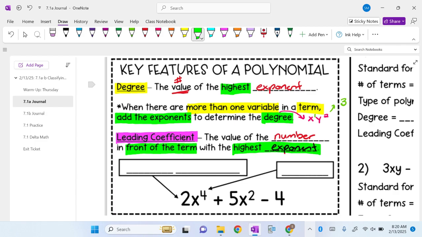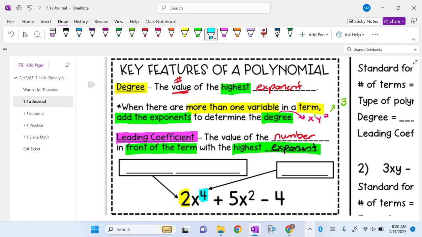So let's look at an example. So this polynomial at the bottom, 2x to the fourth plus 5x squared minus 4, the arrows are pointing to two different things. So the first thing is here. The second is here.